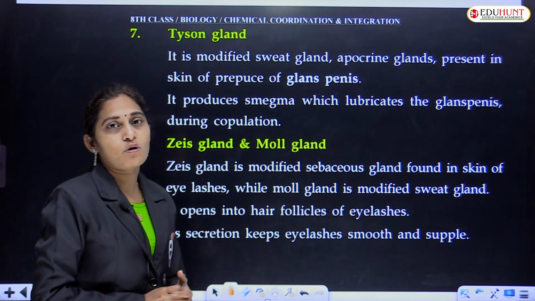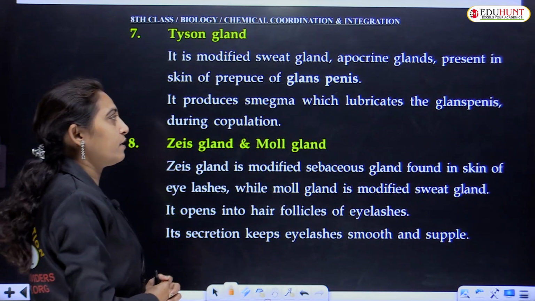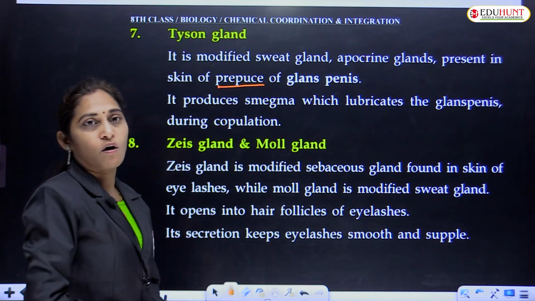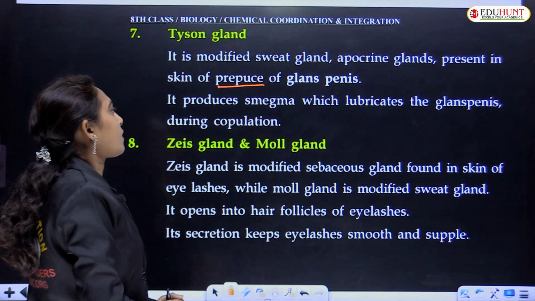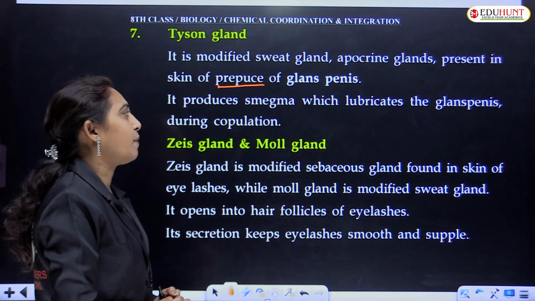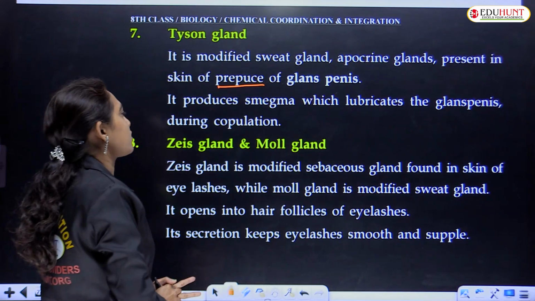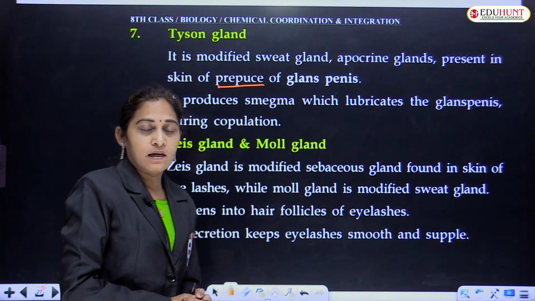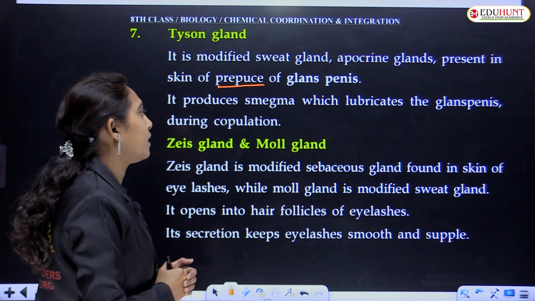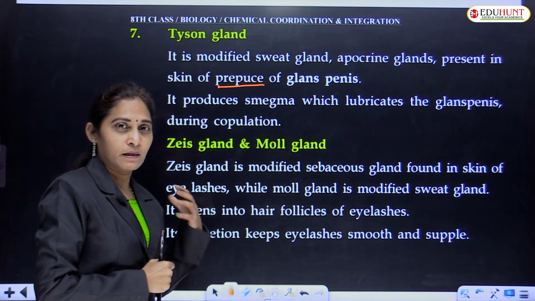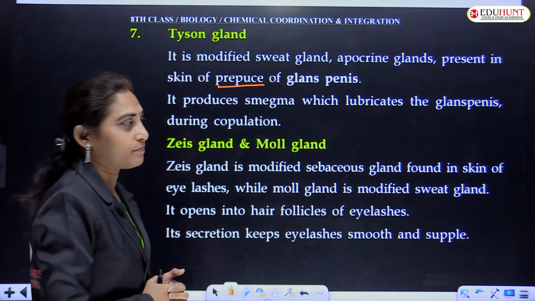Tyson gland is also a modified sweat gland. It is apocrine in nature, present in the skin of the prepuce of the glans penis, and it produces smegma. Smegma is the secretion of the penis. It lubricates the glans penis, and during copulation it gives the penis a gliding effect.